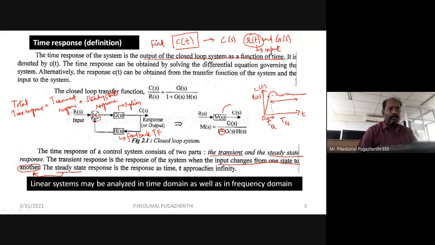And a linear system can always be analyzed in the time domain as well as in the frequency domain. That is very important. You cannot say that it can be analyzed only in the time domain, not in the frequency domain. There are different approaches, which we will study maybe in the second unit. We will talk more about time domain analysis, and in the third unit we will talk about frequency response analysis and the methods available, either analytical or graphical. Both will be discussed in the third unit for frequency.